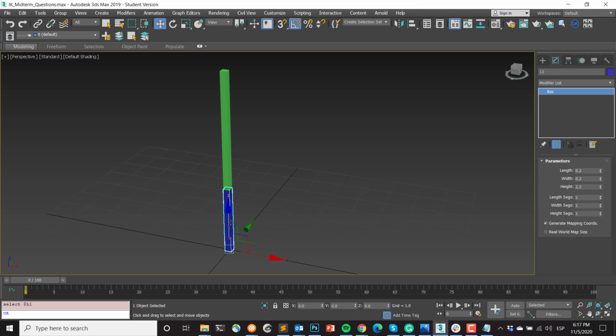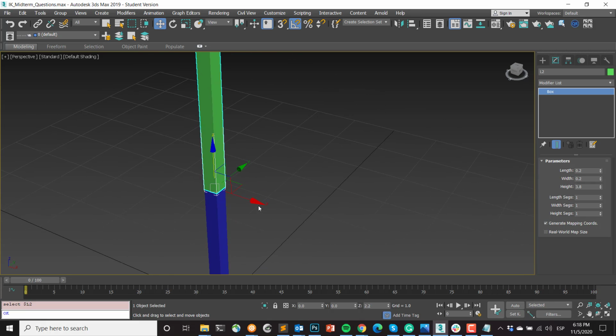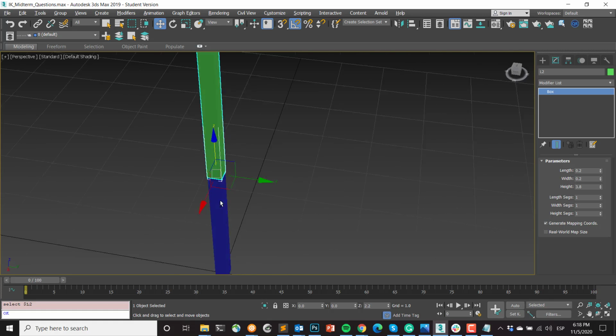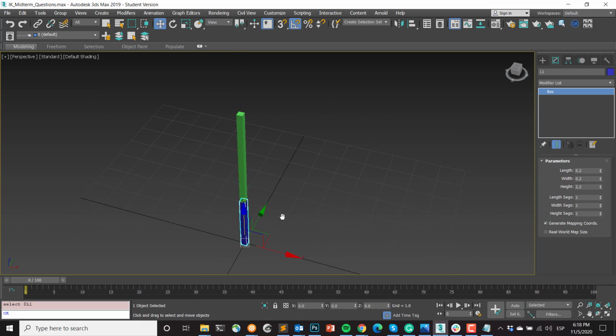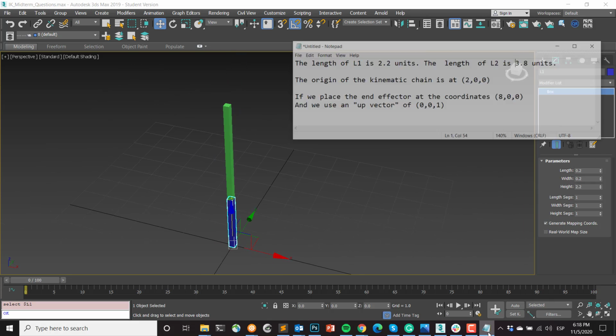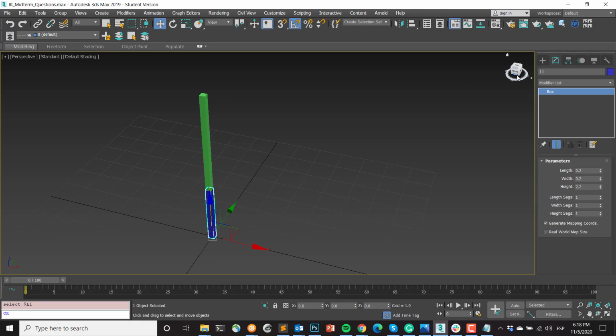So again, I designed the question based on the video. In the video I'm using 3ds Max. X, Y is the floor, and Z is the vertical axis, right? So this is what we have here. If I select the objects, we can see this is X, Y, Z, red, green, and blue. This is the way we usually color the axes, right? So the question says that we have an end effector, obviously, at 8, 0, 0. Okay, so I will create another object.